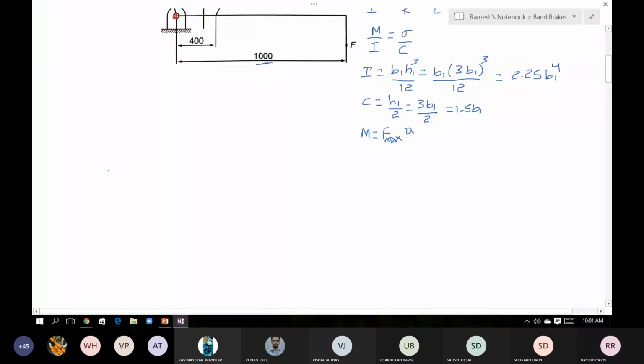Now we are going to find out the maximum force. For that, you need to compare the different types of figures, that is, compare the given problem with the figures which are available in the data handbook.